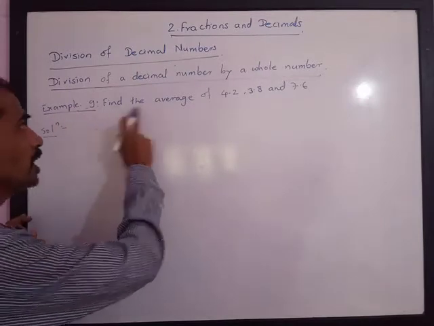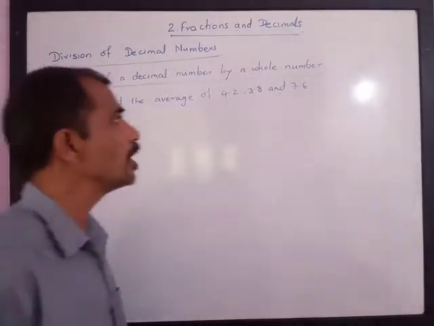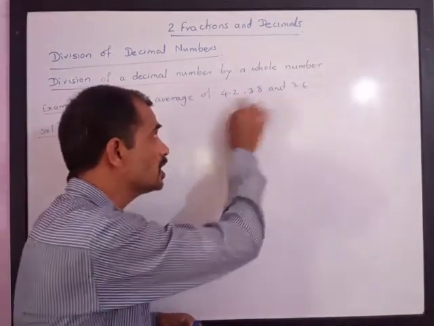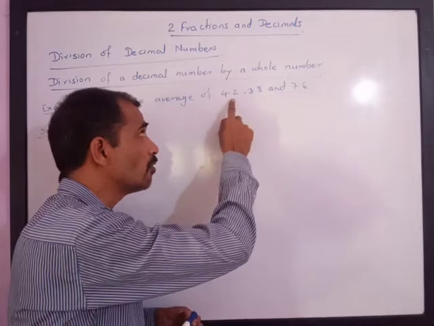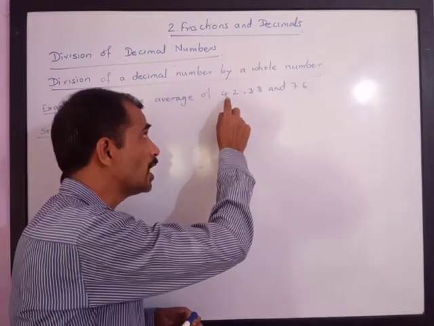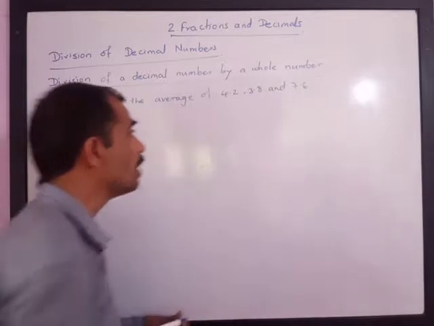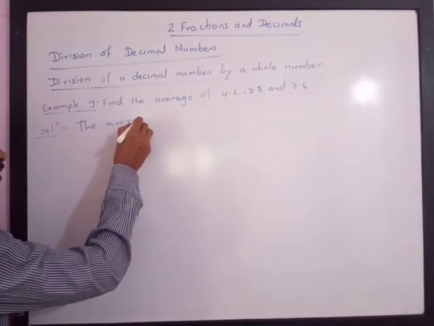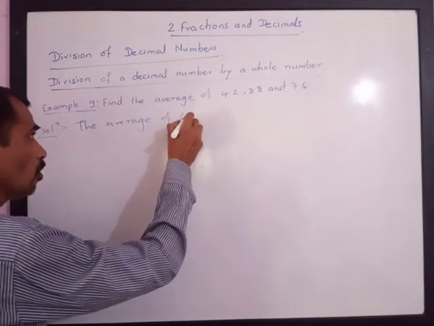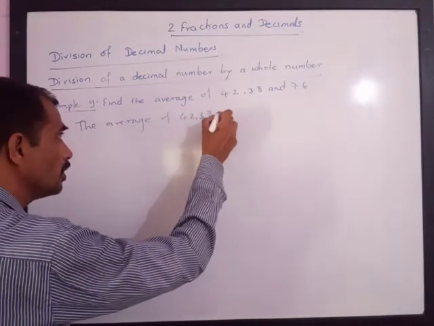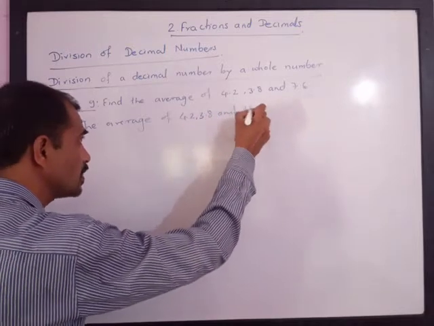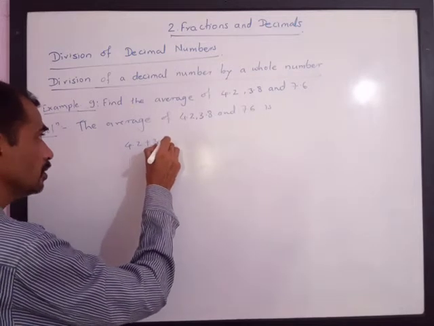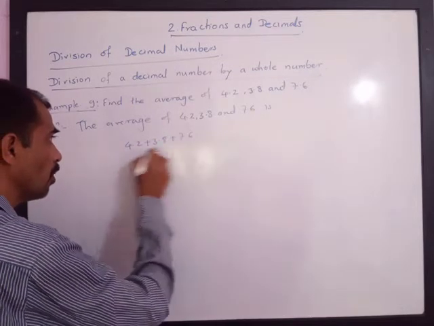Example number 9. Find the average of 4.2, 3.8 and 7.6. To find the average, we have to add all three numbers and divide by the number of numbers. So here it is 1, 2 and 3. So we have to divide by 3. So the average of 4.2, 3.8 and 7.6 is 4.2 plus 3.8 plus 7.6 upon 3.